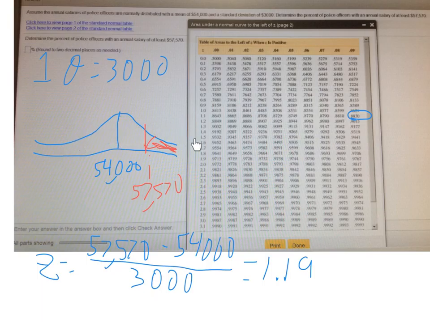Remember, the total area under this normal curve is 1. If we know the area to the left, then we can find the area to the right by subtracting. So the area we want will be 1 minus 0.8830. You need to find that difference, and that's the answer we want. Do note they want this in percents, so you need to take this answer and convert it from a decimal to a percent.